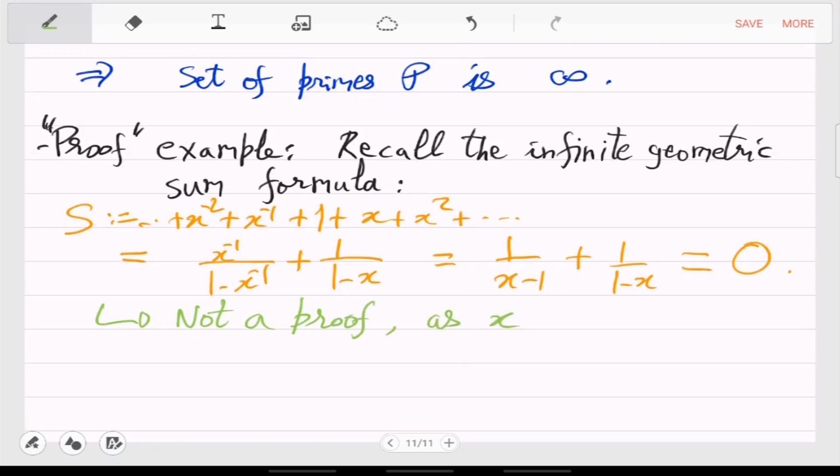As x needs to be x or 1 by x, or let me say, as geometric sum application has opposite assumptions.